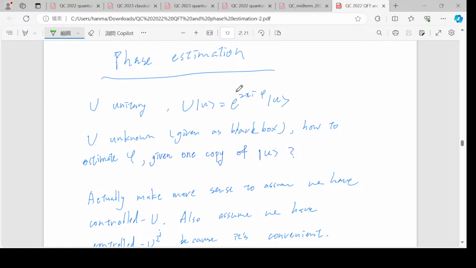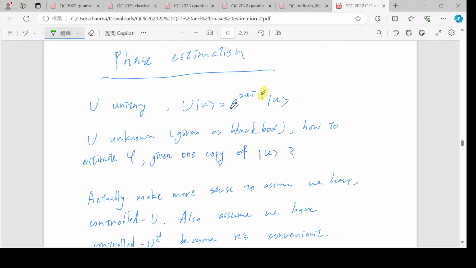But we say U is a unitary, so it means all the lambda should have norm 1. So its eigenvalue must be some phase, like this e to the 2 pi i phi. In this e to the 2 pi i phi, everything like e and 2 pi are universal constants, so the only thing that depends on U is phi. So this phi depends on your big U and also which eigenvector you are selecting, obviously. But anyway, now the question is how you find this phi.